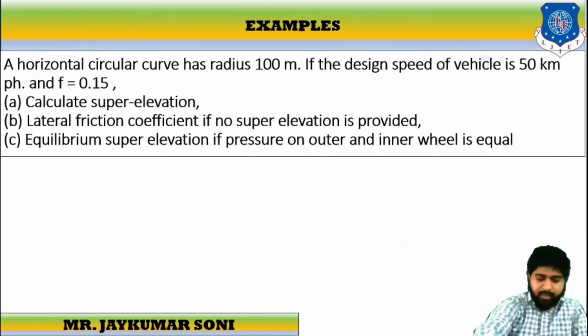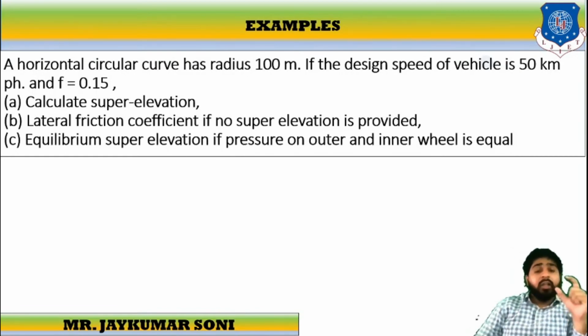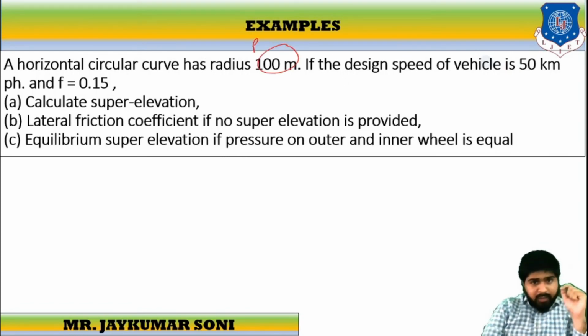So this is one of the basic examples that we need to understand. Let us understand the statement first. What is the statement that is written over here? A horizontal curve of 100-meter radius is given. So the value of R is 100.